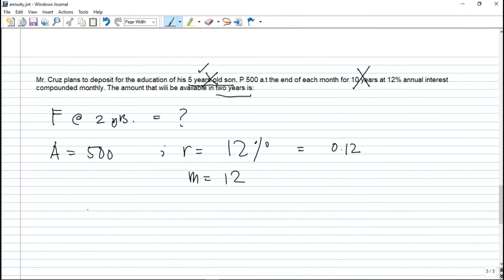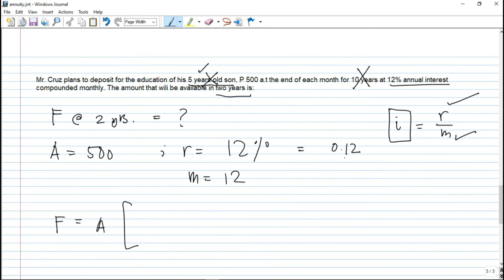Okay? Then, we go to the formula. F equals, you have here A times. Kung mapansin nyo, hindi ko ginagamit yung I, because there are instances na pwede tayong magkamali if you just use the I on the formula. So, instead of using I, you just put R over M there, because I is not an interest. This is your interest per period. Yung interest talaga natin dito annually dapat is 12%. And you need to put M if you're dealing with your compounding period.